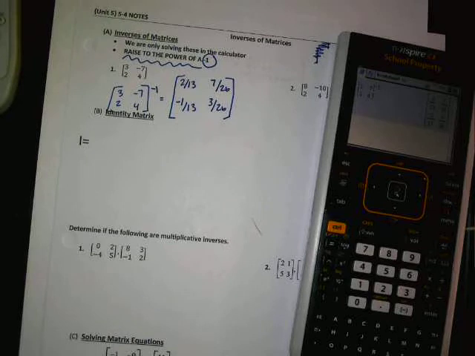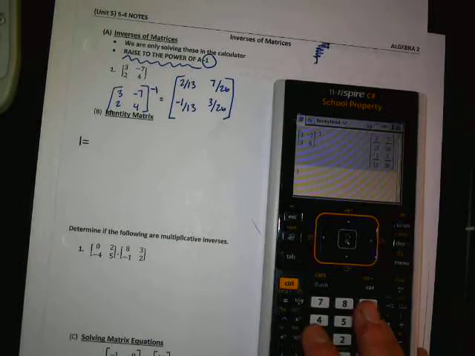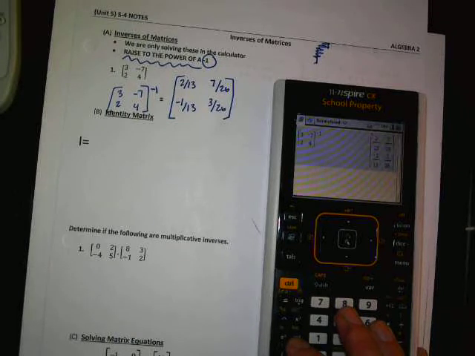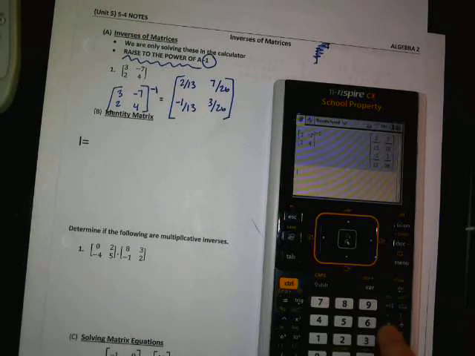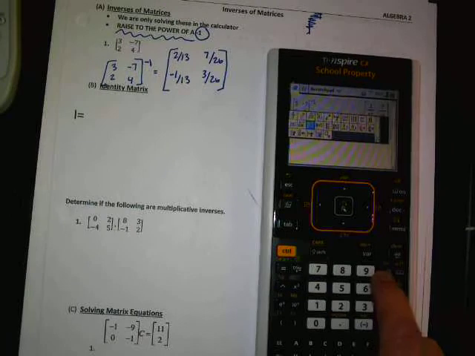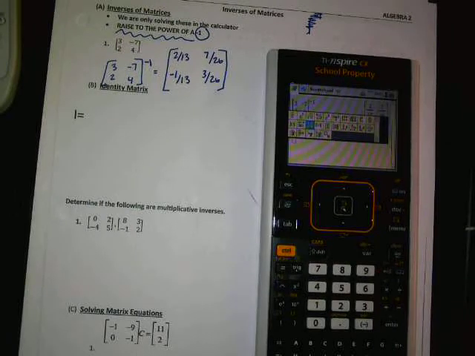How do you make brackets big enough to have two, to put 4 in there? Press this black button right here, and it's this one. Okay.